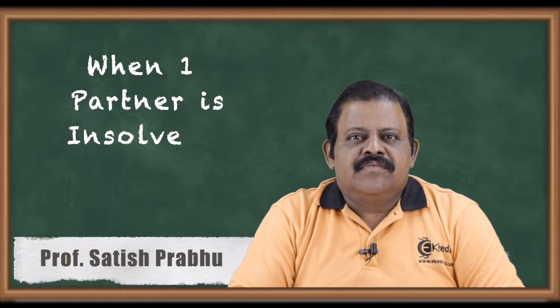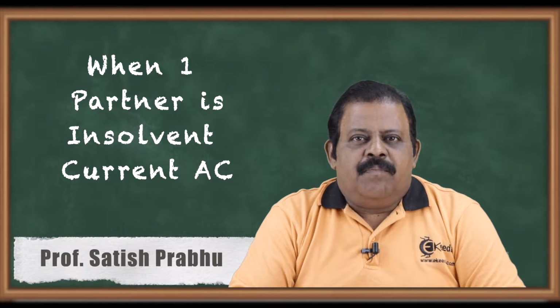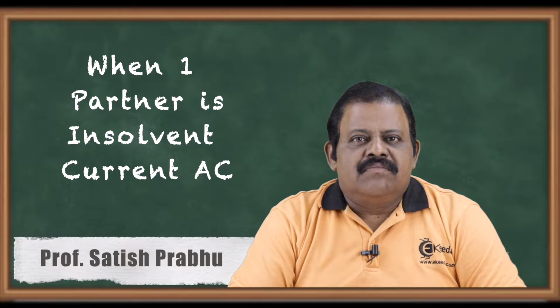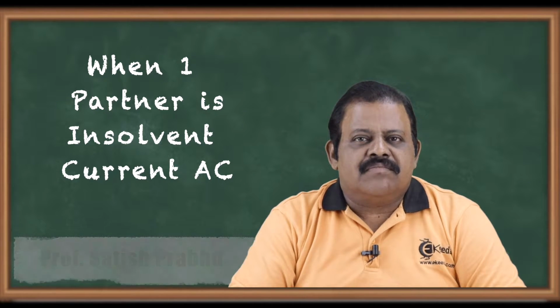Hello friends, when a partner becomes insolvent, the firm is required to be dissolved. We are going to discuss now one question where one partner has become insolvent and the partners' current accounts are given. It means the firm is following the fixed capital method. How to solve this sum? Let us understand now. Let us go through the question.